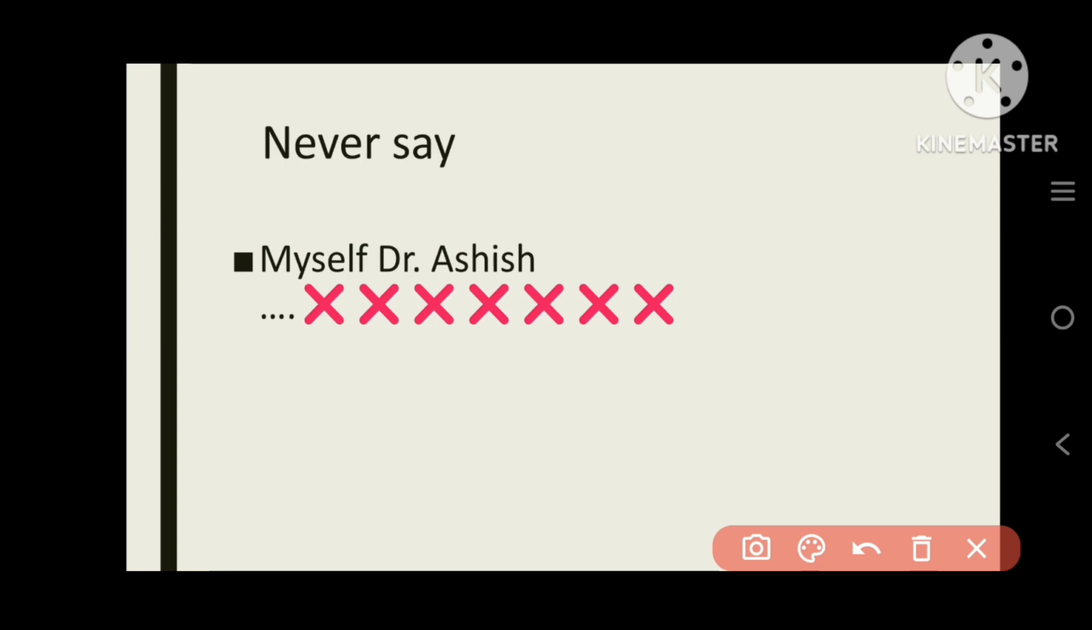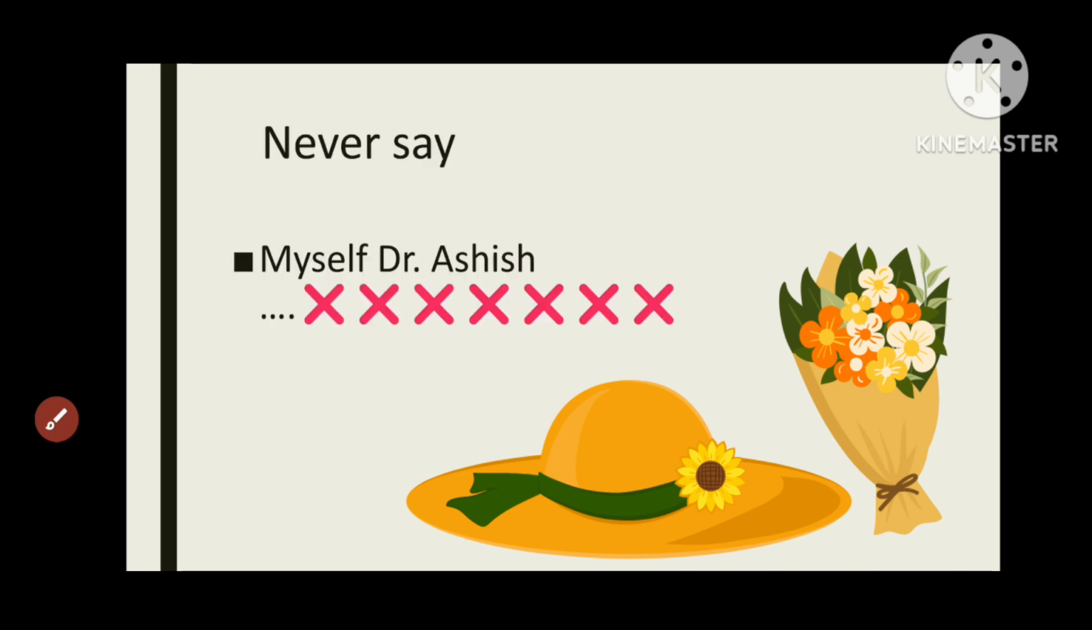Or you can say, let me introduce myself. Here I is the subject and myself is the object. So always keep in mind that you can never introduce yourself by saying myself so and so. I hope you have understood the difference between I, me and myself.